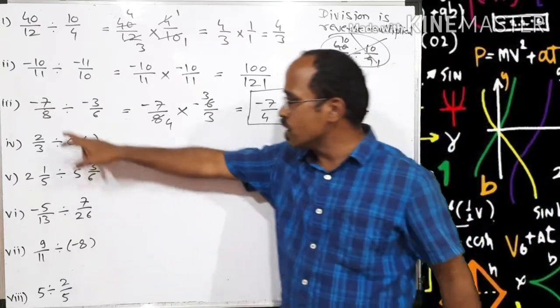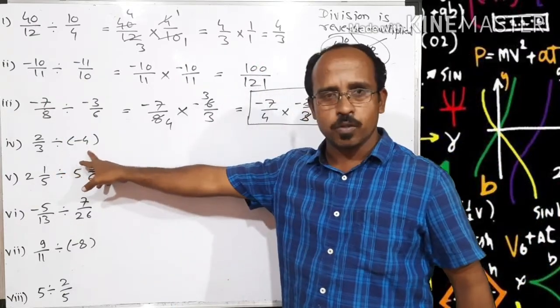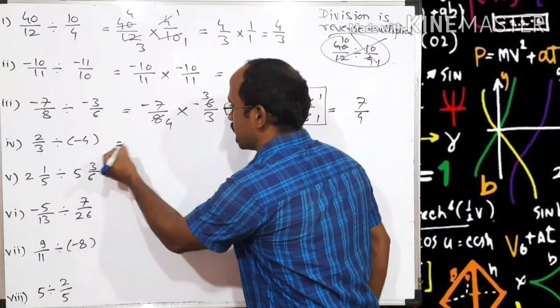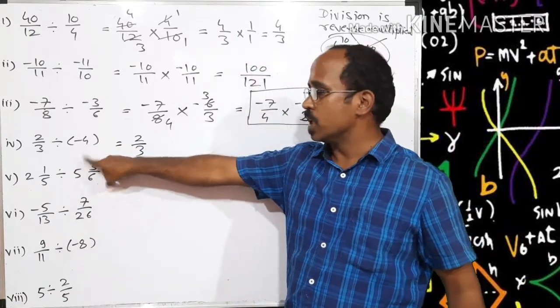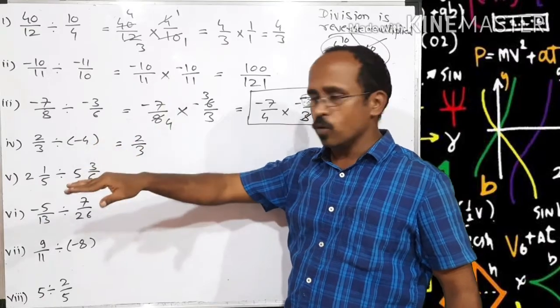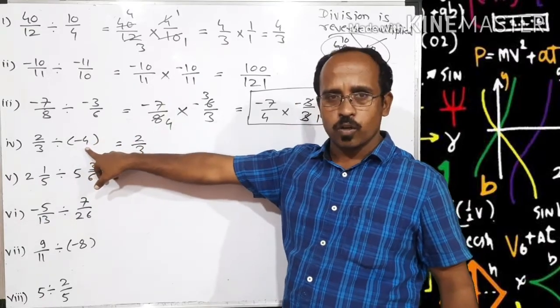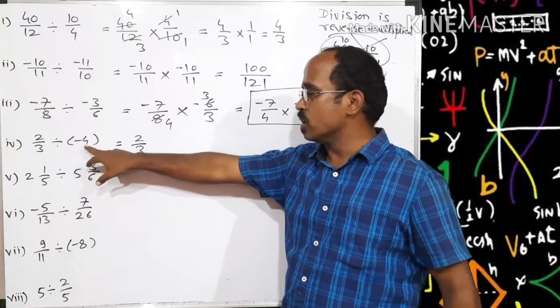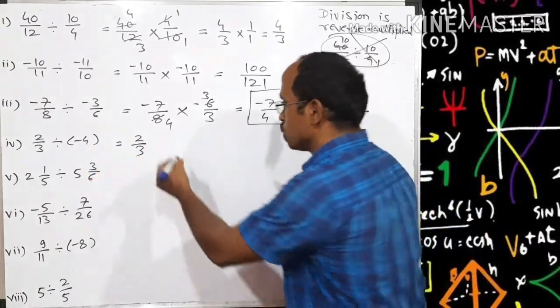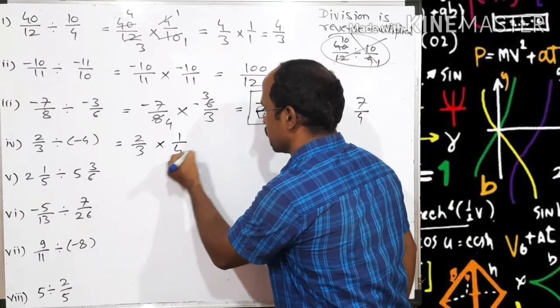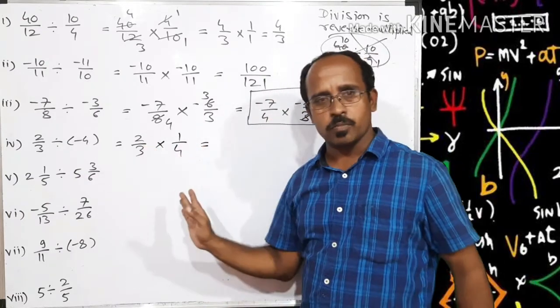Okay? 2 upon 3 divided by minus 4. Once again, first number, write it as it is, 2 upon 3. Now instead of division, what we have to do? Multiply by its reciprocal. We know the denominator of a whole number is 1. So the reciprocal of 4 is 1 upon 4. So multiplied by 1 upon 4. Clear up to this? Now apply the test of divisibility.